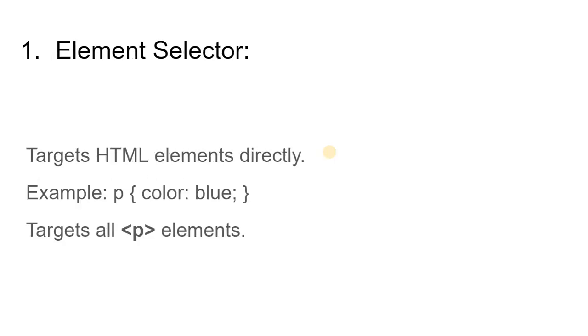The first one is element selector. This one specifically will select elements by their name. For example, you can see we have an element called maybe P. We can just write the CSS as P and then give it a color. So that means it's going to select all elements that is labeled P.